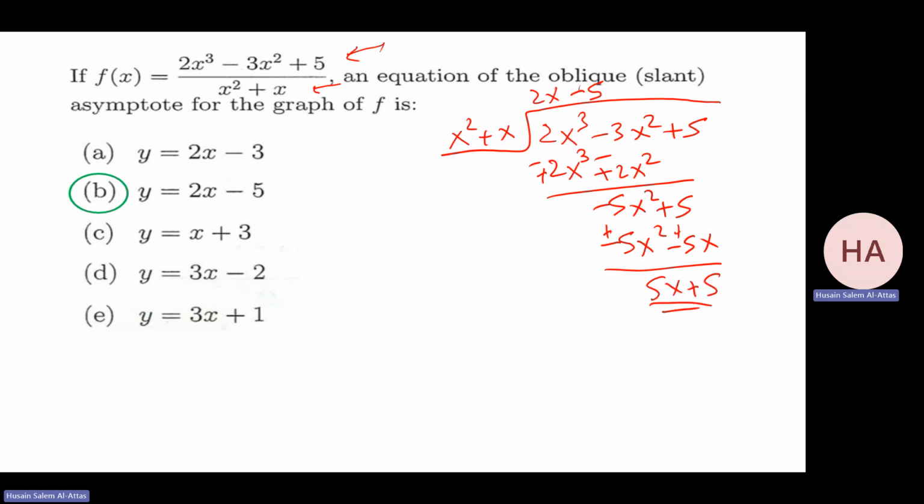The degree here is 1, and this degree is 2, so I stop. So the slant asymptote is y equals x minus 5. That's it.